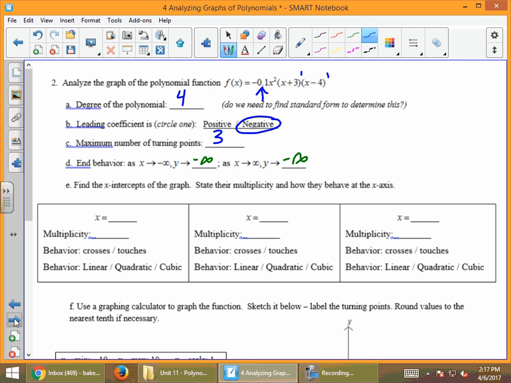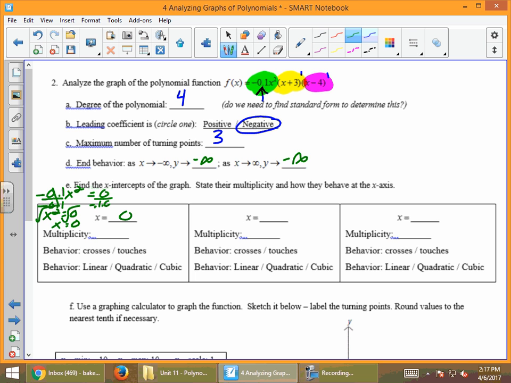For E, it says find the x-intercepts of the graph, state their multiplicity, and how they behave at each x-axis. So that means each of these factors, you're just going to solve. Set them equal to 0 and solve just as if we factored it. So here, when we take negative 0.1x squared and solve, what do we end up getting? Divide by negative 0.1. 0 divided by anything is 0. Square root both sides. X is equal to what?